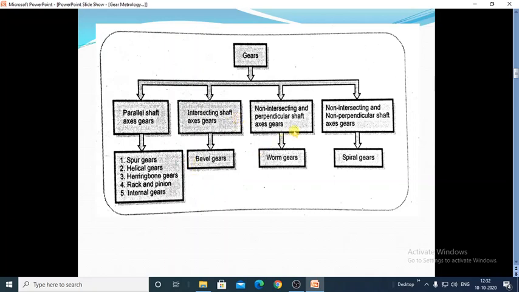And next one, non-intersecting and perpendicular shaft axis gear, at that time the worm gear is used. And here normally it is for speed reduction. And the last one is non-intersecting and non-perpendicular shaft axis gear, that is the spiral gear. So the spiral gear is used where the shaft axes are non-intersecting and non-perpendicular.